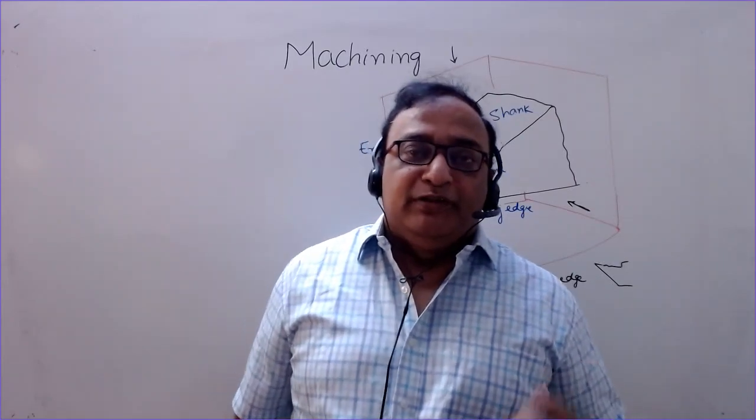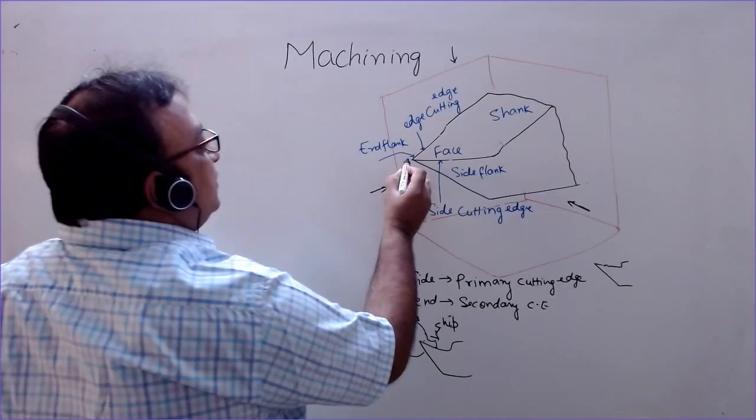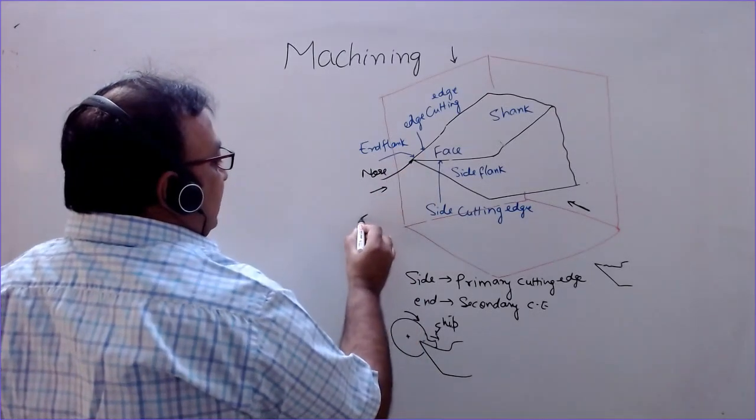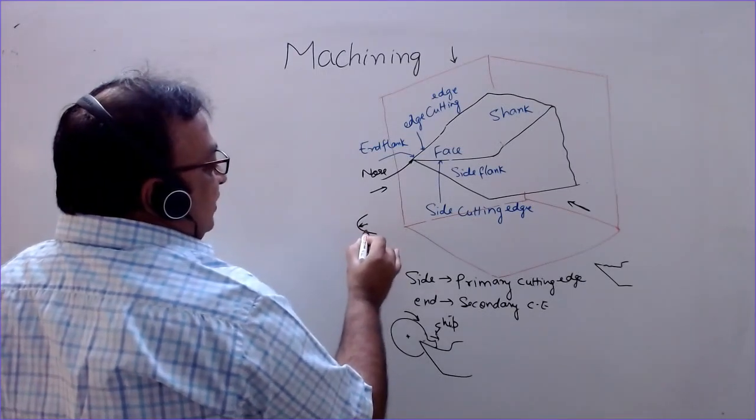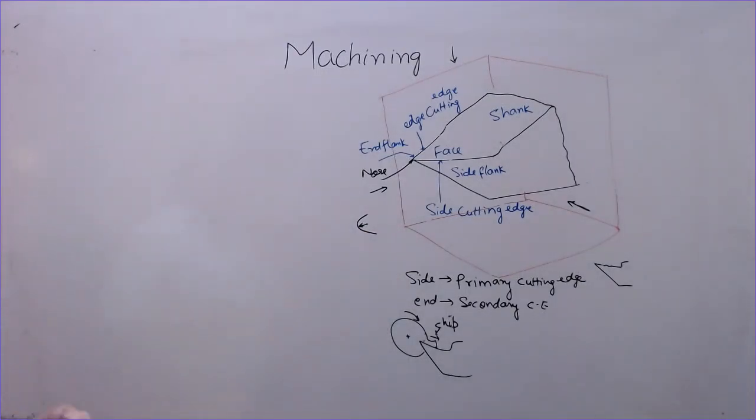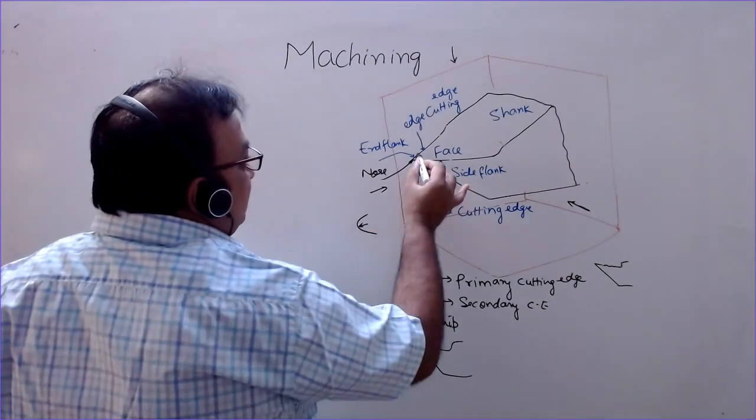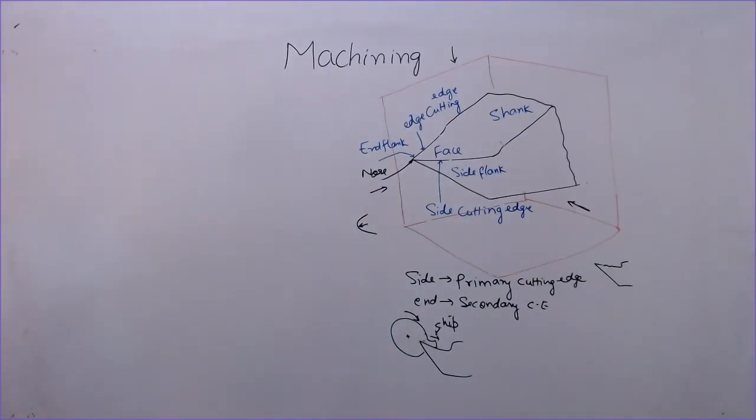Similarly, we provide some radius at the nose here. This is the tool nose, and the shape here is like this. So this is the center, and some radius is provided here, known as the tool radius. If you don't provide the nose radius here, then this point will be chipped off and the tool will fail. So this is why these angles are provided.